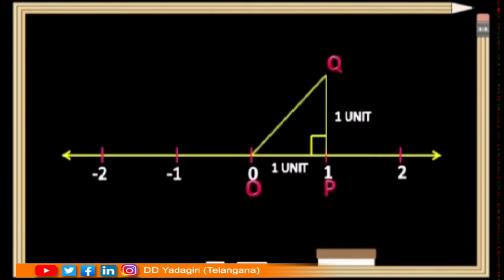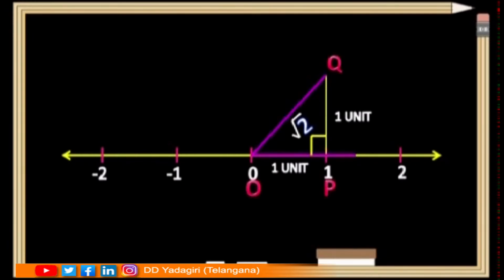Now, join O and Q. Now, OQ is equal to root 2, right. So, how did we get root 2? Just now we did this calculation by using Pythagoras theorem.